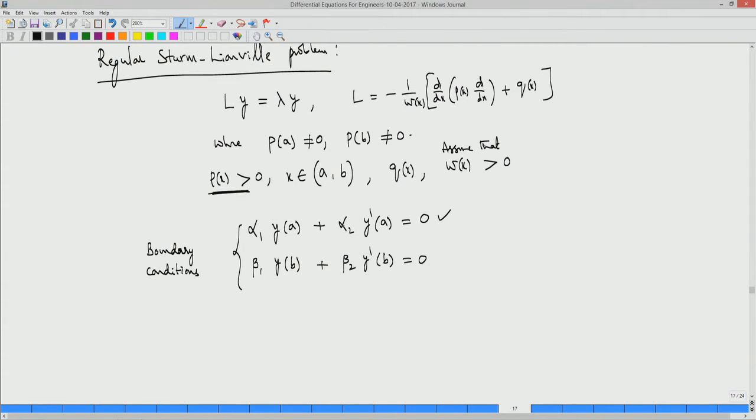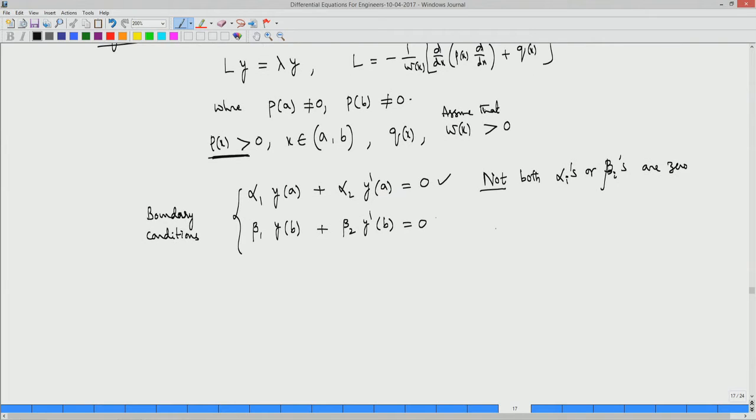If both alpha 1 and alpha 2 are 0, there is no boundary condition. So at least one of them must be non-zero; not both alpha i's, and not both beta i's, can be 0, otherwise there is no boundary condition there. So these are the boundary conditions you prescribe.